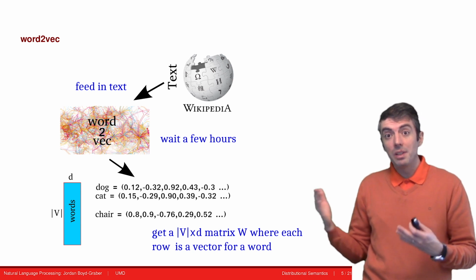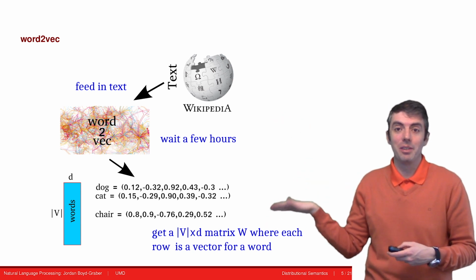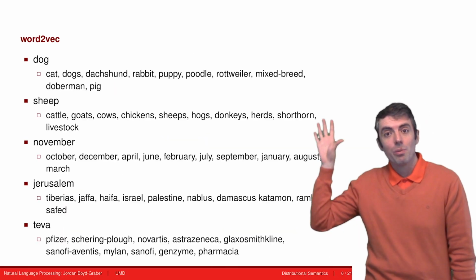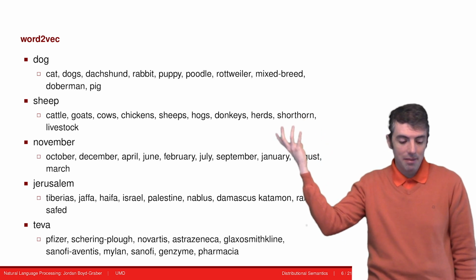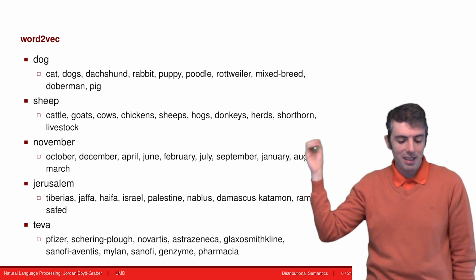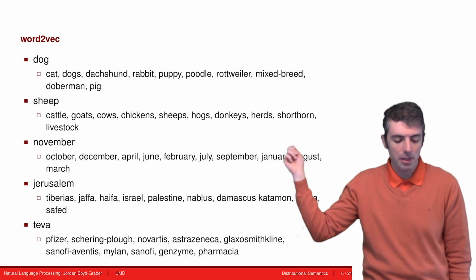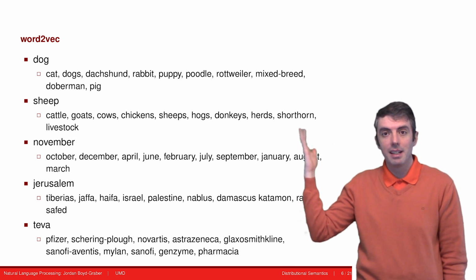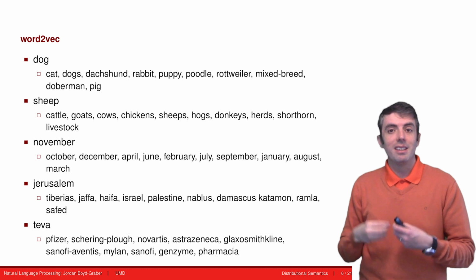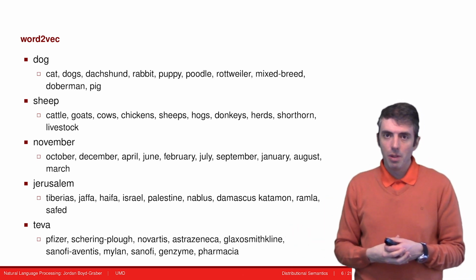And so how does Word2Vec create vectors that encode meanings of words and are so useful and effective? The sorts of things that you get out really do seem to capture the meaning. Dog is most similar to things like cat, dogs, dachshund, rabbit, puppy, poodle, Rottweiler, mixed breed, Doberman, pig, etc. And if you look through these other words, you also see that the nearest neighbors in this vector space do seem to encode the meanings of words.